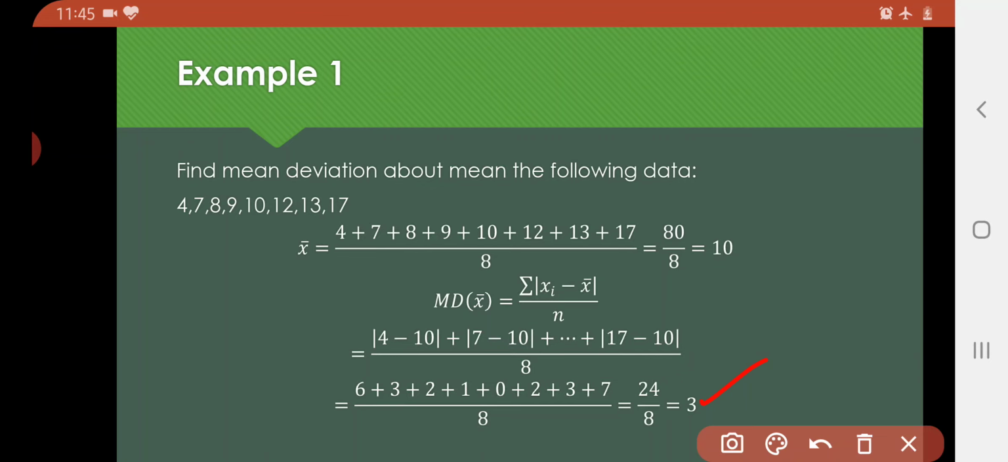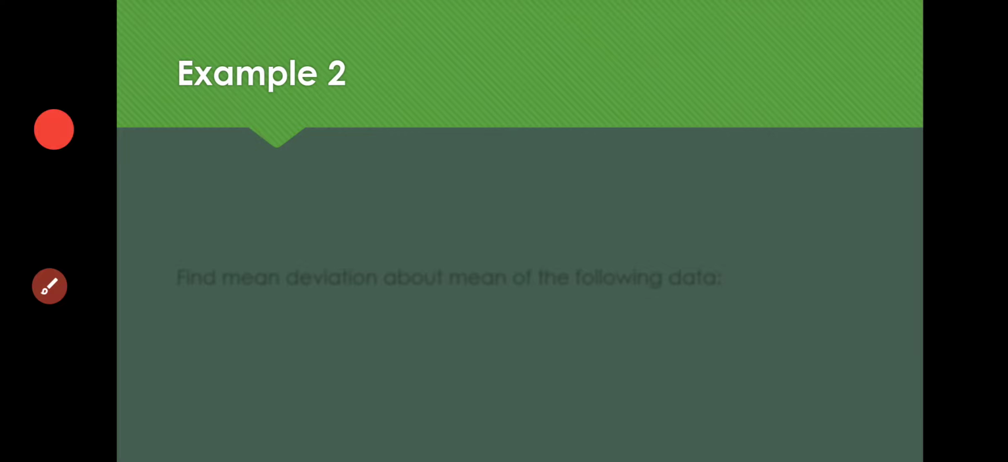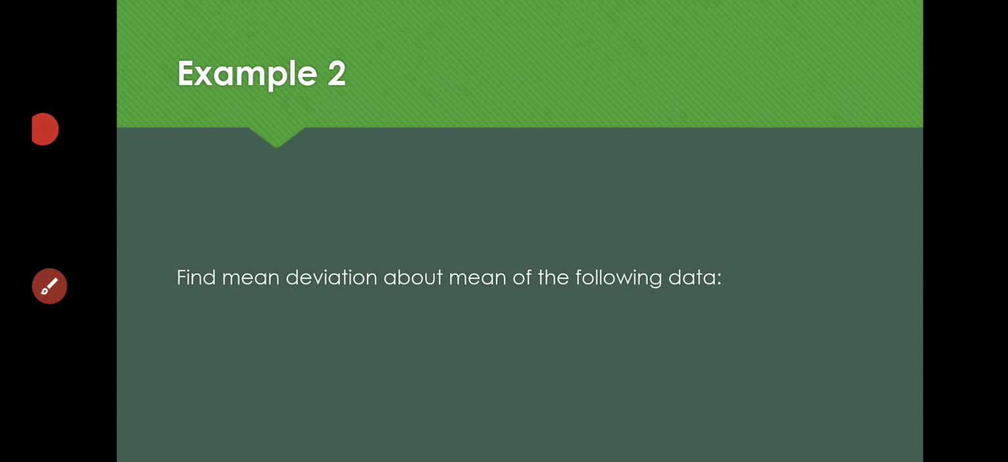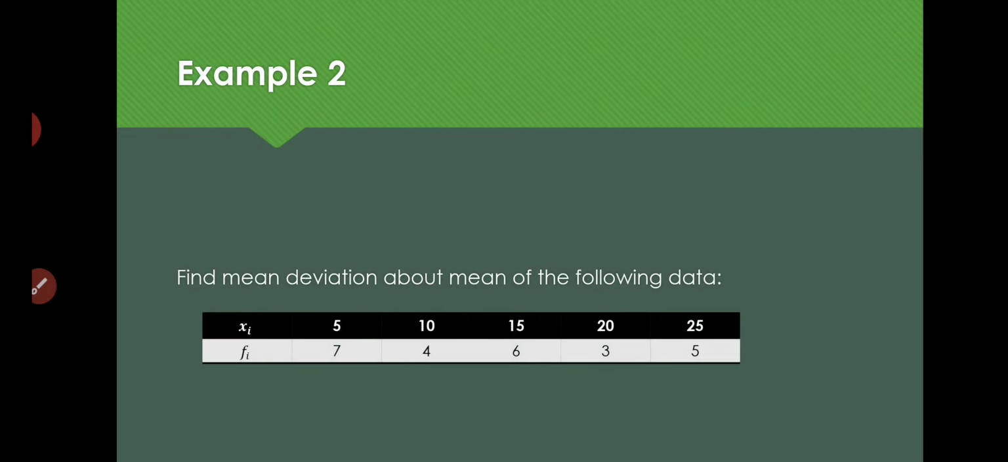Fine. Now let us move to the second problem, problem number 2. Similar problem, find mean deviation about mean of the following data. Now here in this case, I am given a frequency distribution of an ungrouped data. I am given the data values and their frequencies, and I have to find the mean deviation.